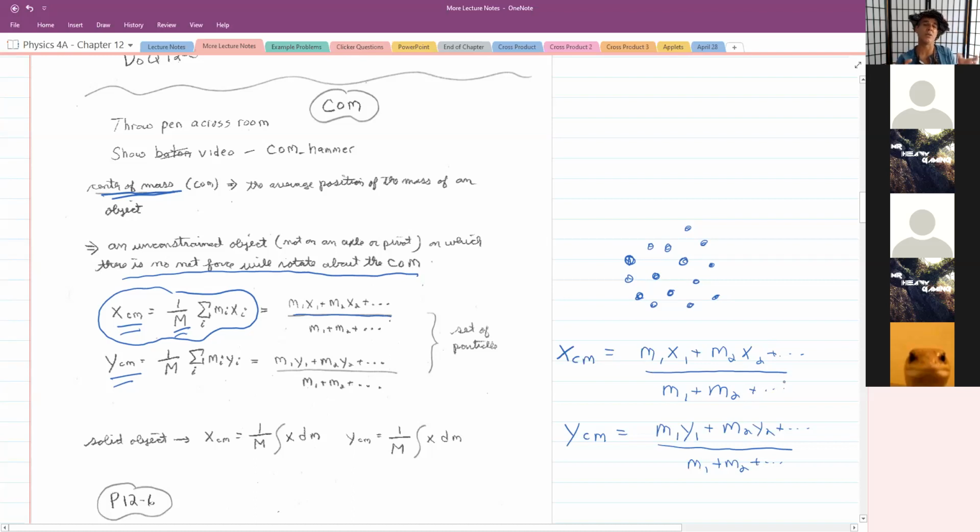Now the question is, what is x1, what is x2, and so on? Well, I can define my origin anywhere. And x1, x2, x3 is how far that particular particle is from the origin. It doesn't matter where I define the origin. When I calculate the center of mass, it'll always be in the exact same position relative to the object. So let me just do a simple example, and maybe that'll help clarify.